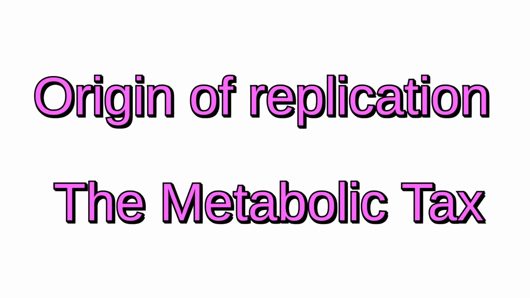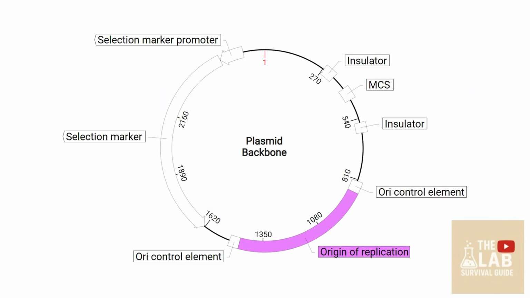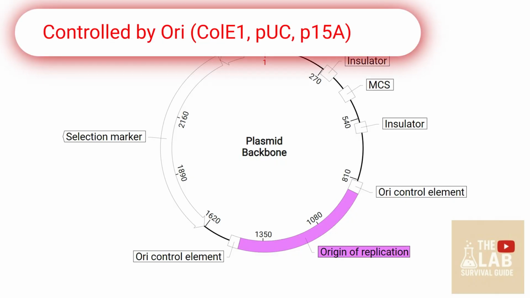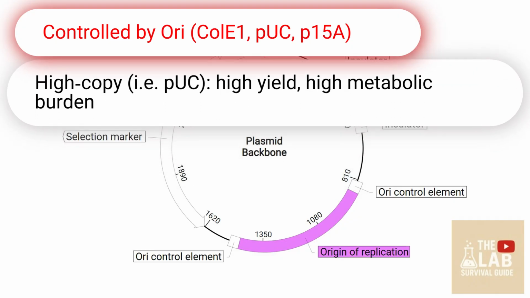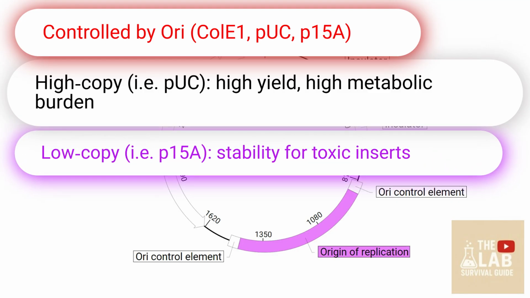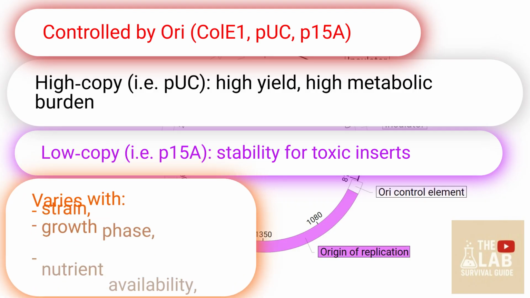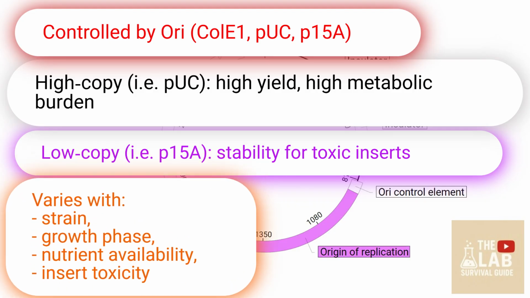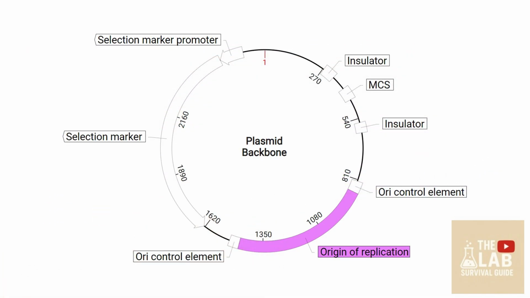Origin of replication. The copy number is controlled by the origin of replication. It dictates how many copies of that DNA exist per cell. High copy plasmids give great yield but impose metabolic stress, while low copy plasmids are used to stabilize toxic inserts. But copy number is an average and it is not fixed. It varies with strain genotype, growth phase, nutrient availability, or insert toxicity. If your plasmid behaves unpredictably, origin of replication and copy number is often the culprit.